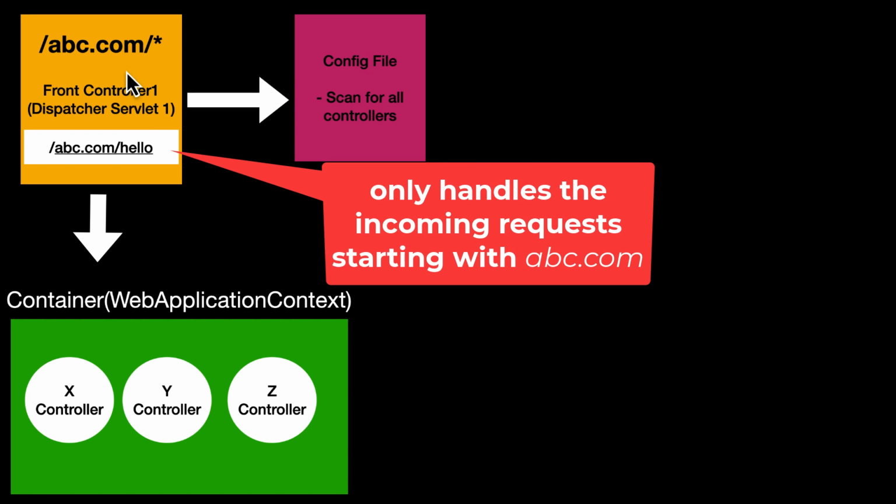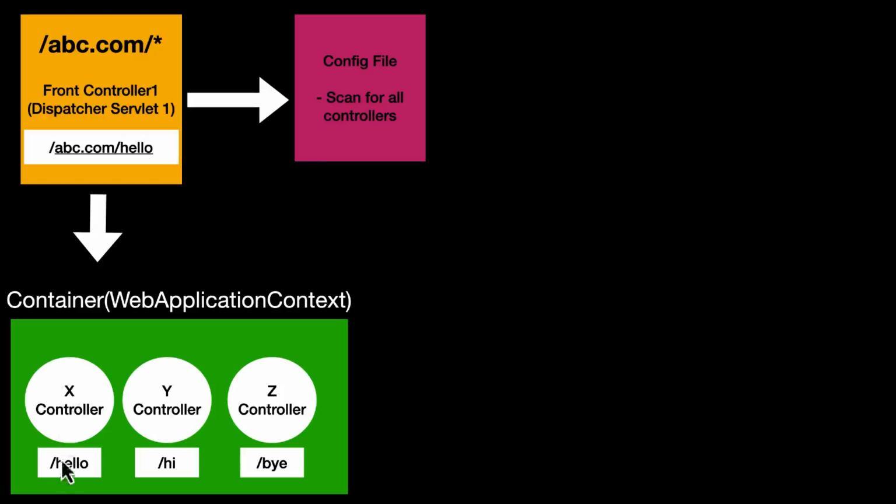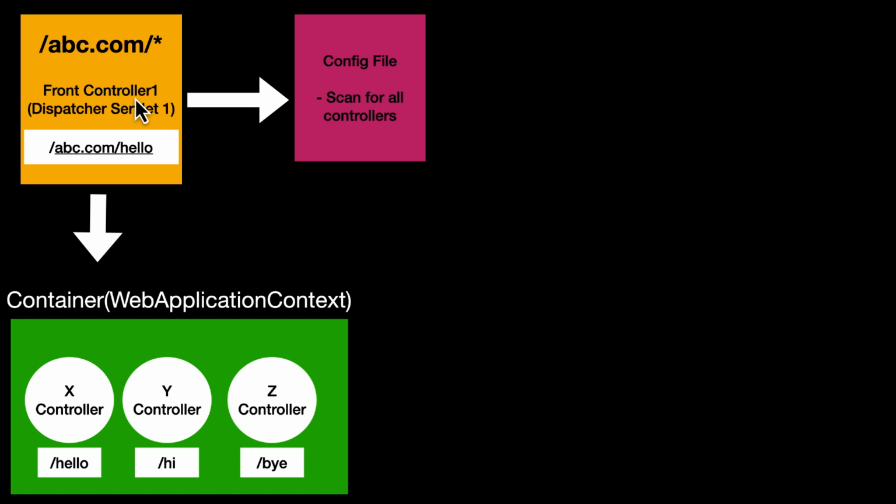For example, a URL which will be accepted by the front controller is abc.com/hello. The way it resolves this particular endpoint called /hello is by scanning through all the controllers it has. So let's say inside this container, it knows the X controller handles the /hello request, the Y controller handles the /hi request, the Z controller handles the /bye request. Now front controller 1 or dispatcher servlet 1 knows whom to send the /hello request to. So it is going to dispatch the /hello request to the X controller because it knows it will handle the /hello request. So like front controller 1, you can also create multiple dispatcher servlets in your application.